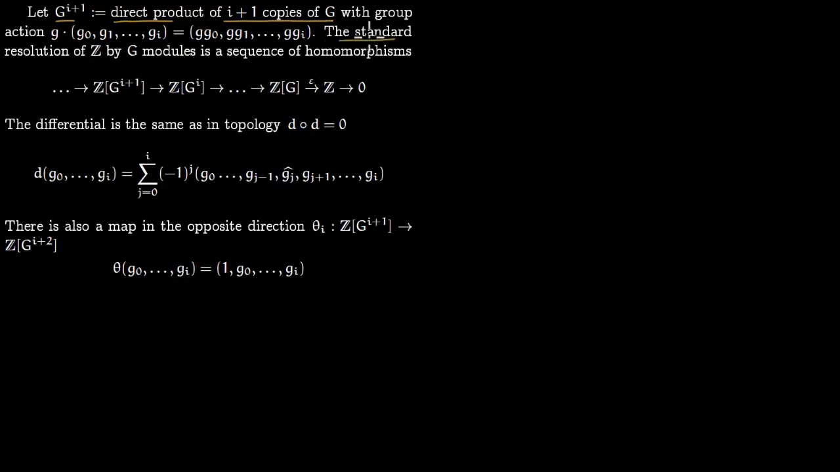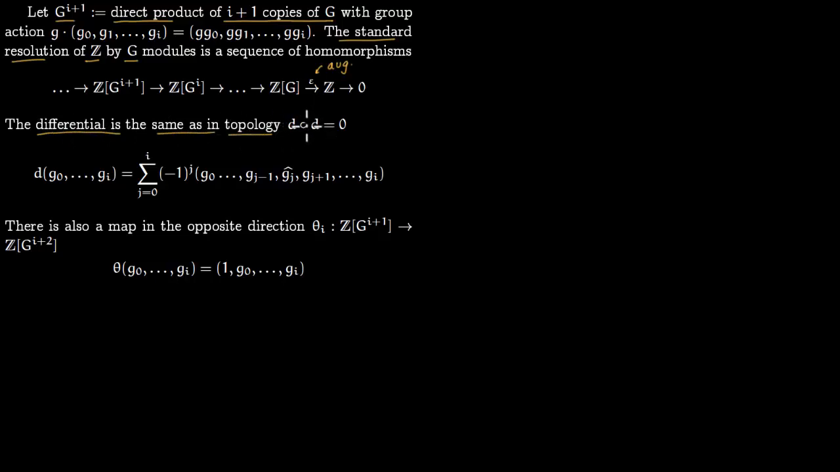So the standard resolution of the integers by G is a sequence of homomorphisms like this, and this is the augmentation map. And as we have said before, this augmentation map just takes the coefficients here and adds them up. And the differential is exactly motivated from topology.